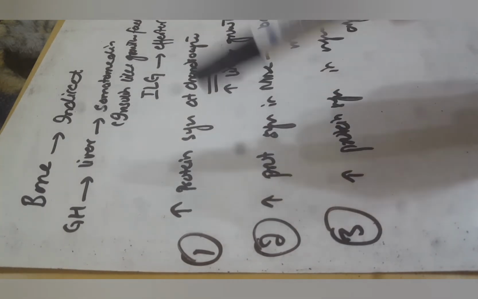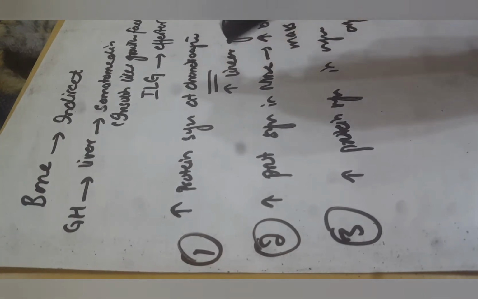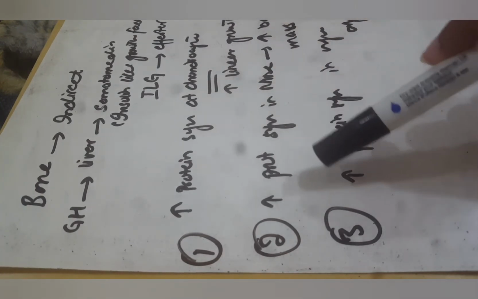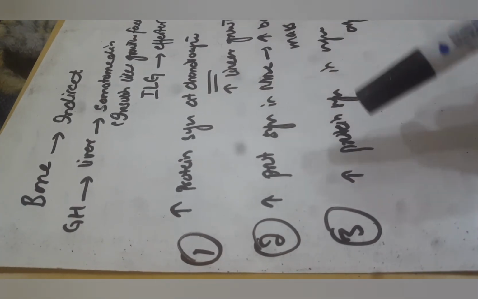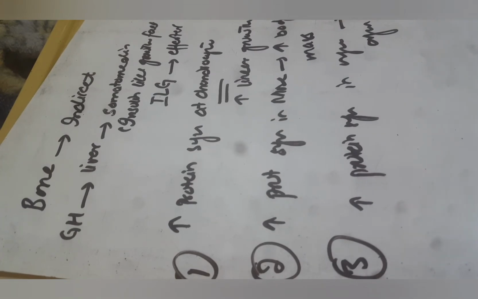The effect of growth hormone is that it increases protein synthesis at the chondrocytes, leading to linear growth. Its effect on muscle is increased body mass by increasing protein synthesis, and on organs it increases organ size by increased synthesis. This is all for growth hormone. Thank you.